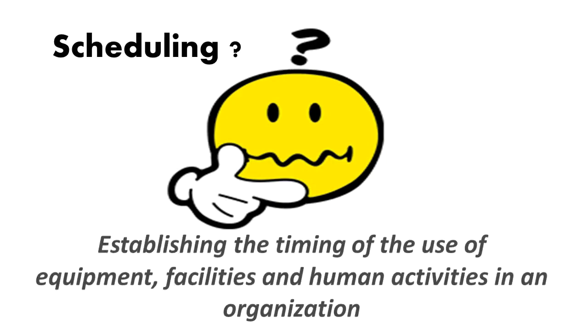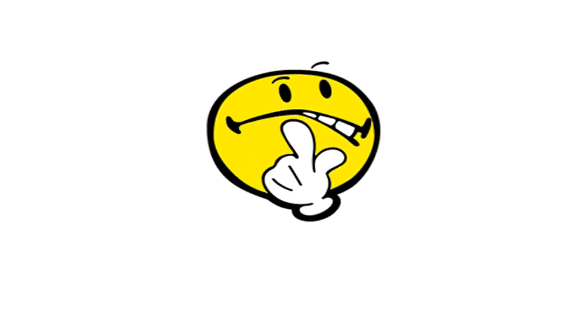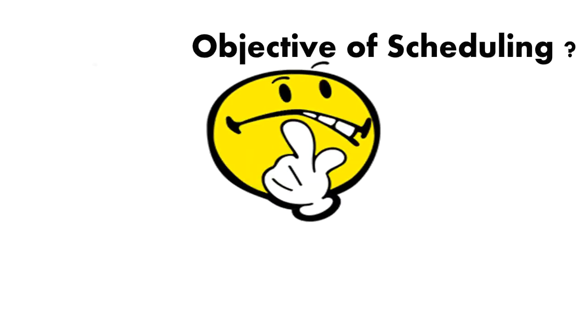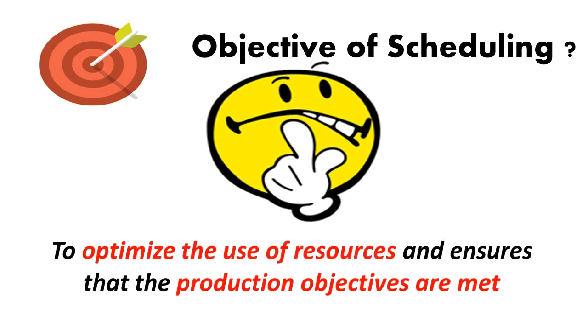Now, first of all, we need to understand what scheduling is. It is the process of establishing the timing of the use of equipment, facilities, and human activities in an organization. The next question is, what is scheduling for? The objective of scheduling is to optimize the use of resources and ensure that the production objectives are met.